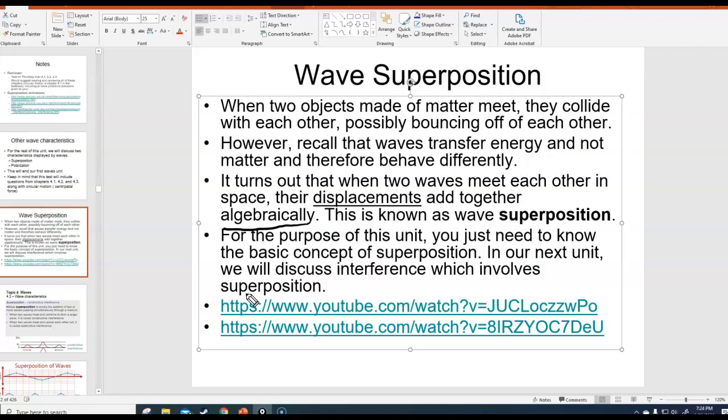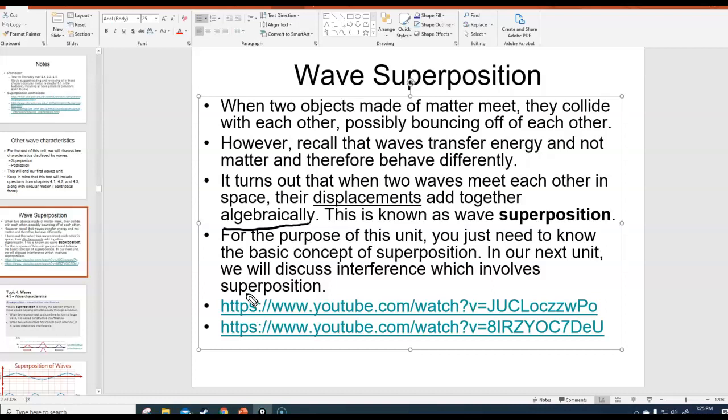So for example, if two waves meet and one of them has a positive displacement and the other has a negative displacement, you would basically be adding a positive number plus a negative number. Okay, so you'd be subtracting. And so that is the idea of superposition. And it's a very easy concept to explain. It's not always the easiest to do problems with.